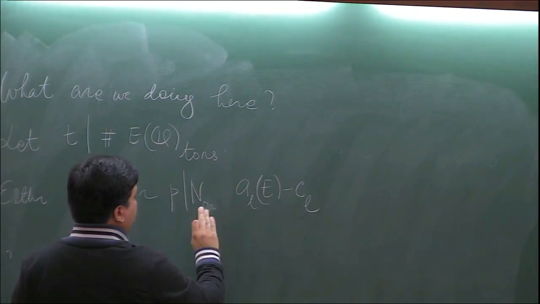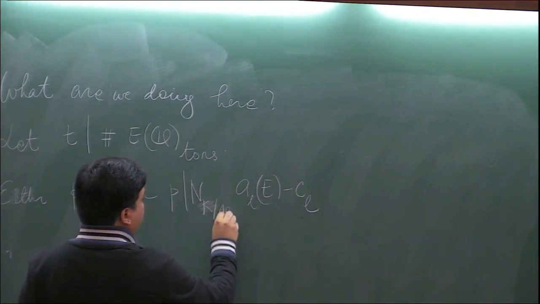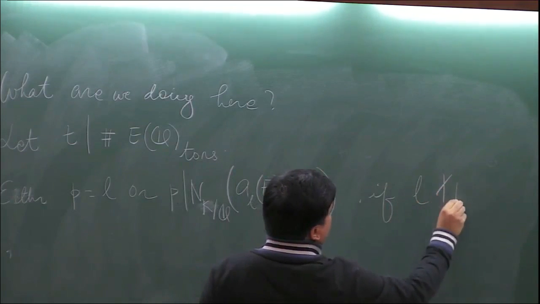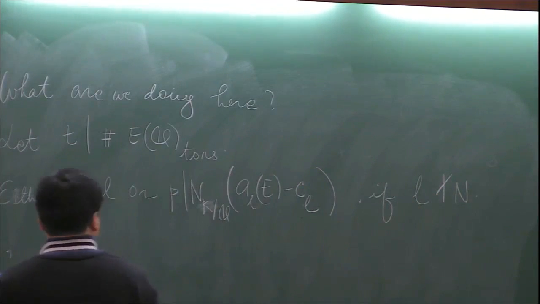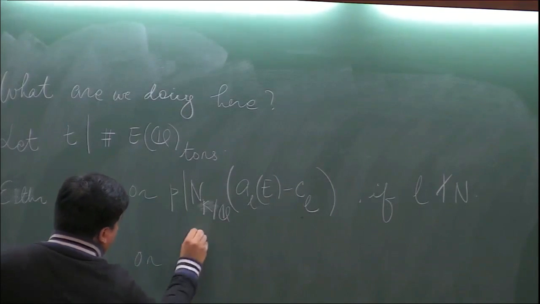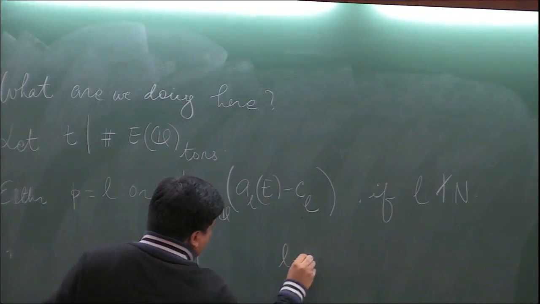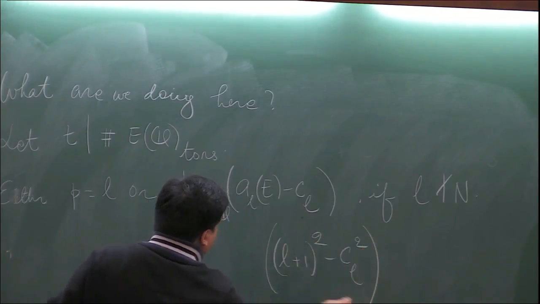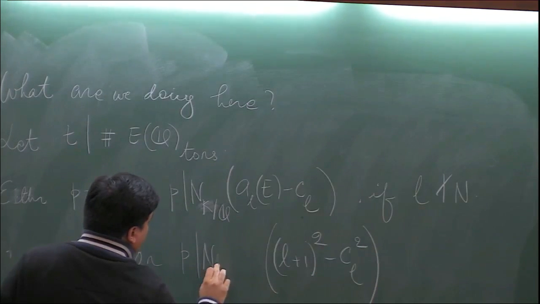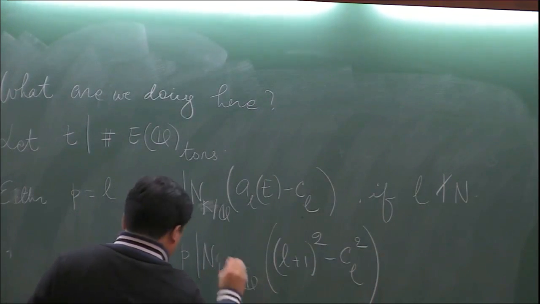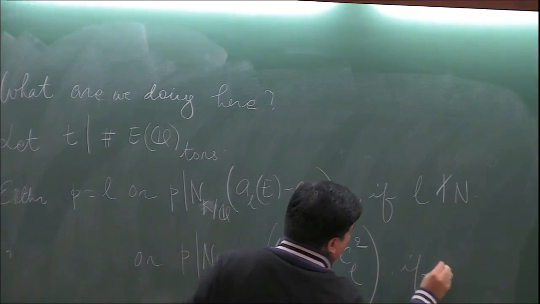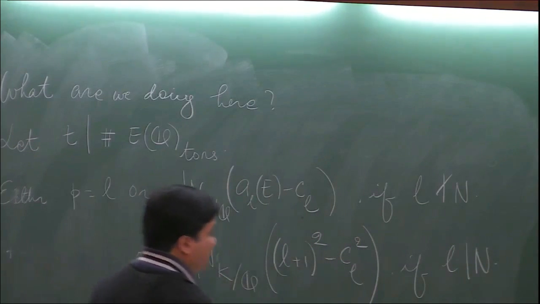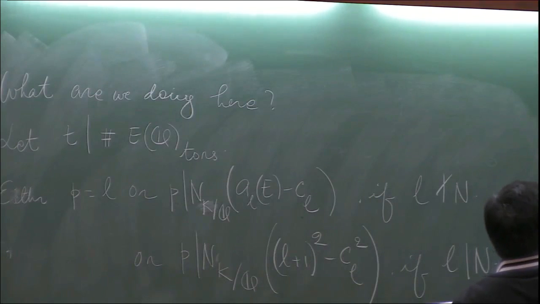Because this is P, I take the norm of K over Q, right? This is the case when L does not divide N, and again here, P divides (L plus 1) whole squared minus CL squared. And again, I take the norm, so the norm of K over Q. Okay, so this is if L divides N. Now, remember this bound here.